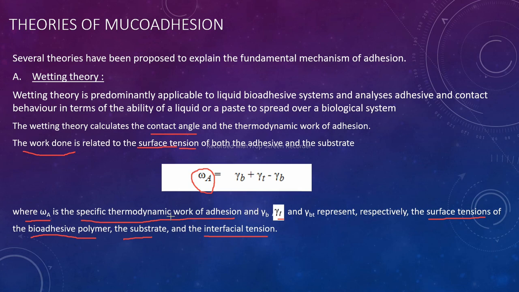If you can remember it, okay, otherwise just remember the concept of what wetting theory is. Wetting is always applicable for liquid dosage forms, specifically related to buccal cavity. Please understand, not tablets for oral dosage form. This is only for the buccal cavity. Now what is wetting? Wetting is very much related to contact angle. Now we'll see what contact angle is.